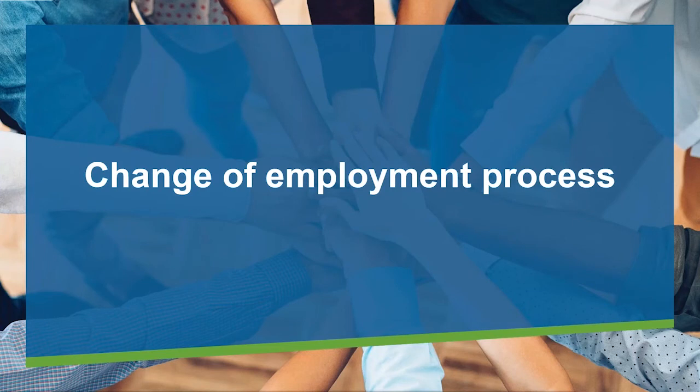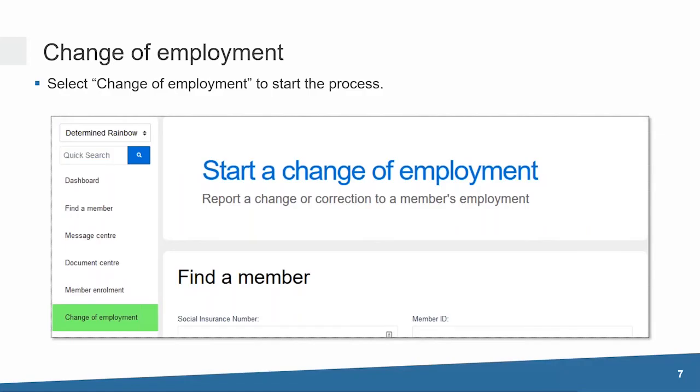Thanks, Sandy. I will now walk you through the change of employment process using the portal. By submitting the change of employment via the portal, you can avoid having to complete and send the change of employment form to the plan. The information that is submitted via the portal will be sent directly to the pension administrating system for processing. To start a change of employment process, select the change of employment link on the left-hand sidebar. You can also access the change of employment process while viewing a member's profile.